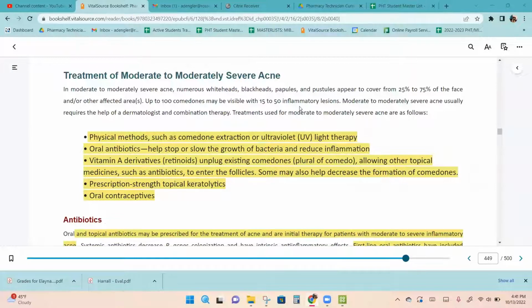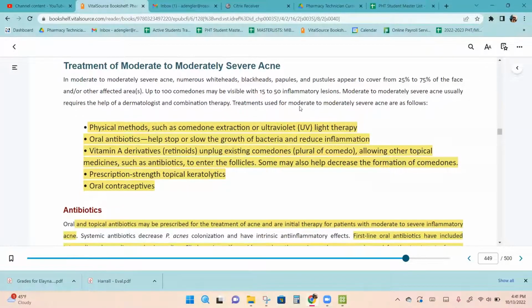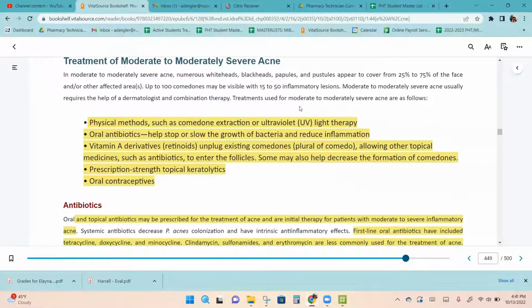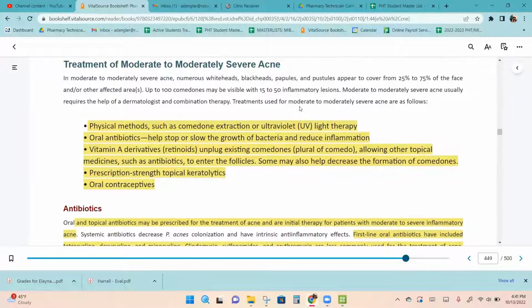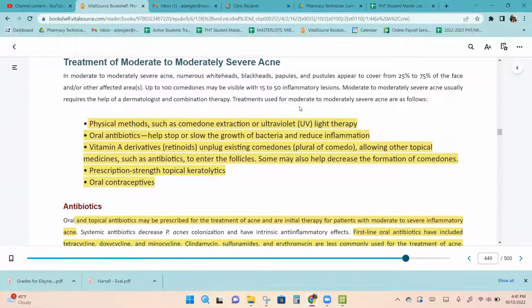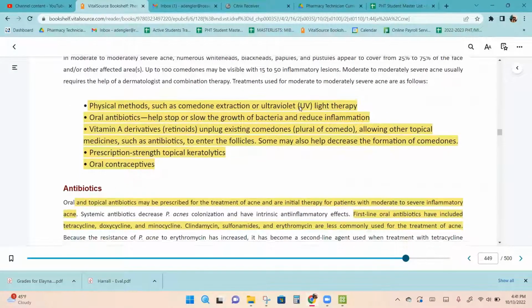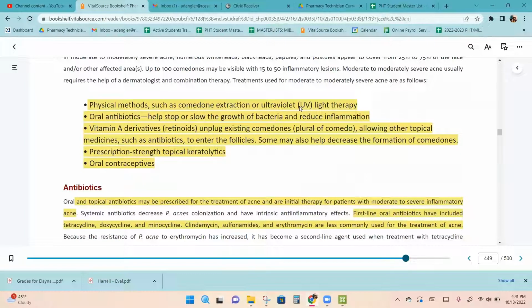In moderate to moderately severe acne, numerous whiteheads, blackheads, papules, and pustules appear to cover from 25% to 75% of the face and/or other affected areas. Up to 100 comedones may be visible with 15 to 50 inflammatory lesions. Moderate to moderately severe acne usually requires the help of a dermatologist in combination therapy.